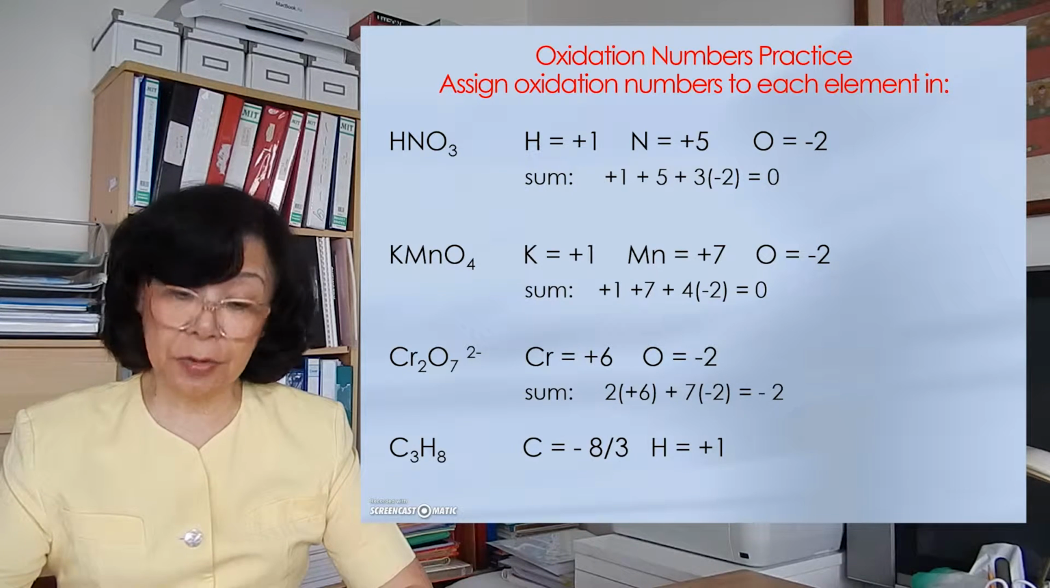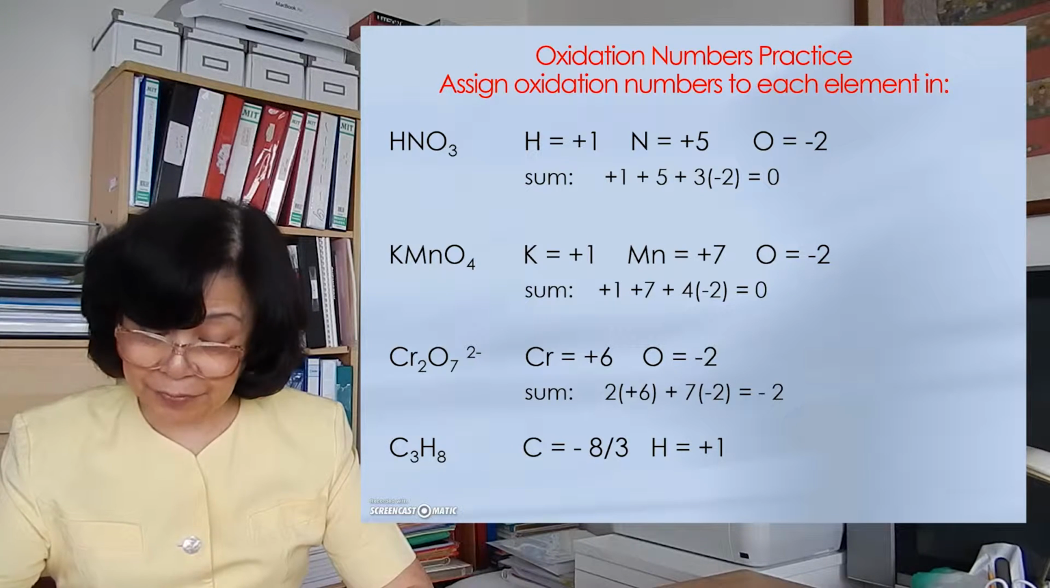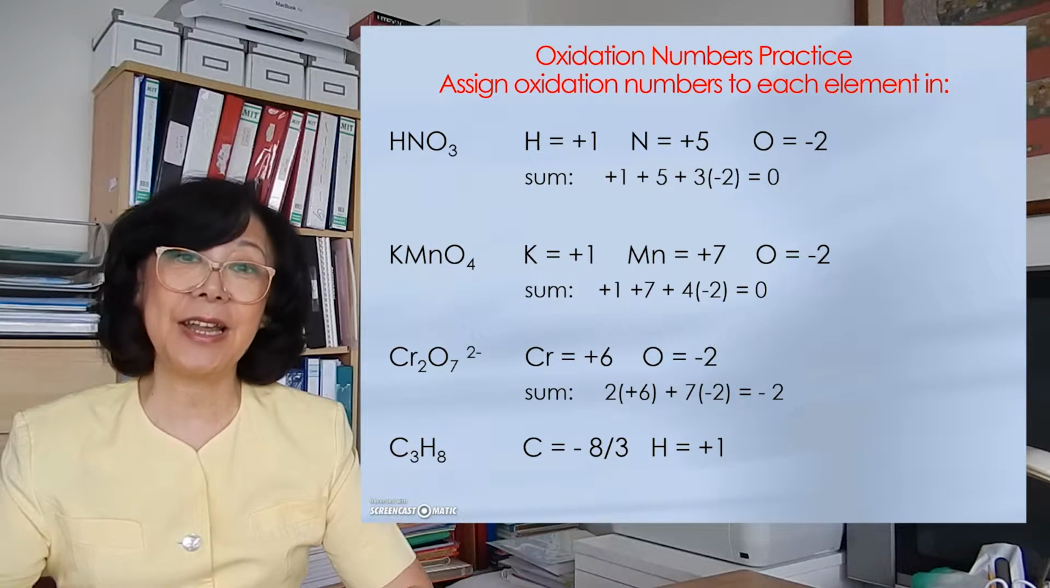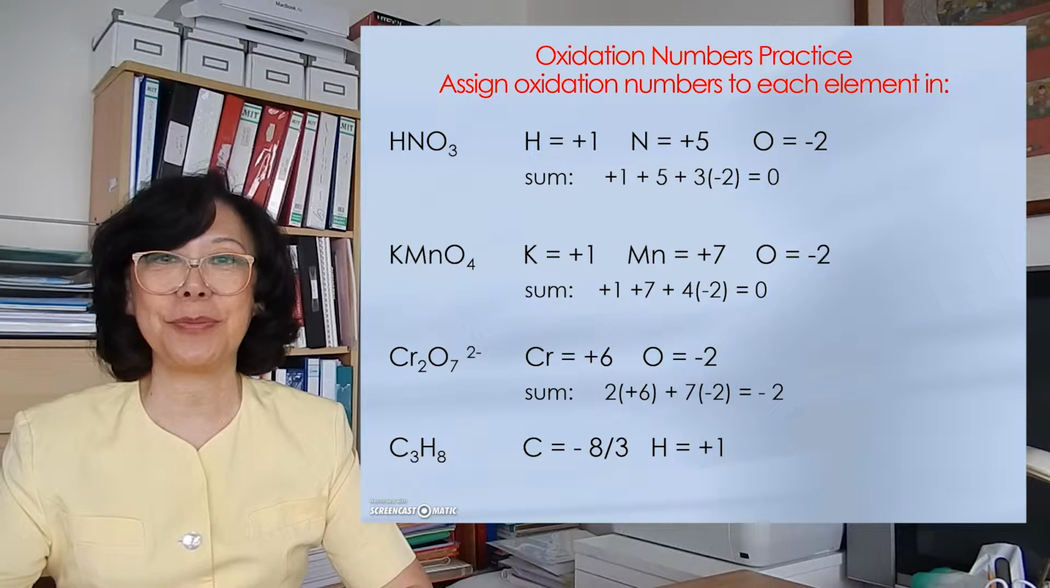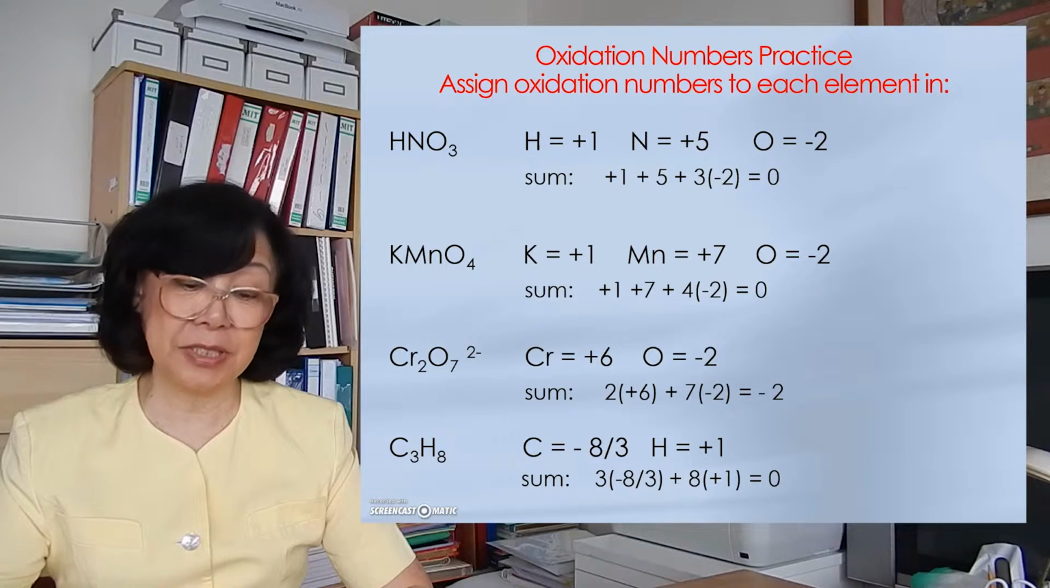For propane, C3H8, because hydrogen has a +1 oxidation number and there are 8 of them, each carbon has a -8/3 oxidation number. Remember I said it's not going to be an integer all the time, so the sum of the oxidation numbers for that molecule is 0.